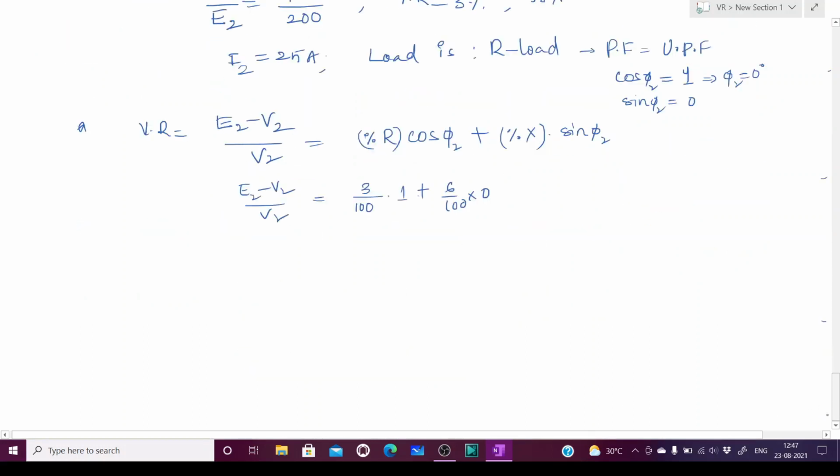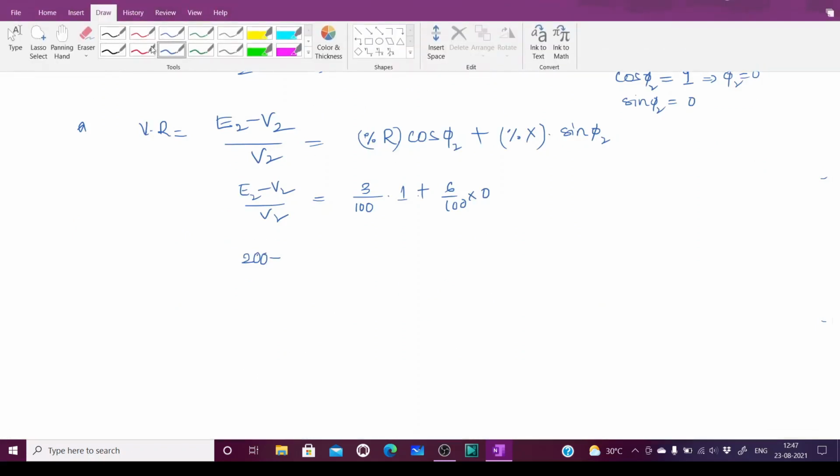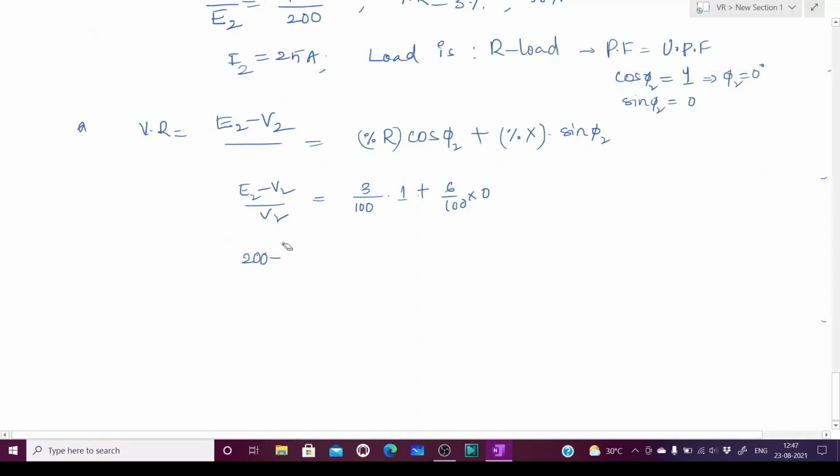Okay, now E2 given in the question is 200, and V2 is unknown. This is divided by E2, right? So this term will become 0. So that will be 3 by 100. Okay, so (200 minus V2) by 200 equal to 3 by 100, that is 200 minus V2 equal to 3 into 2. V2 will be equal to 200 minus 6. Then the secondary terminal voltage is 194 volts.